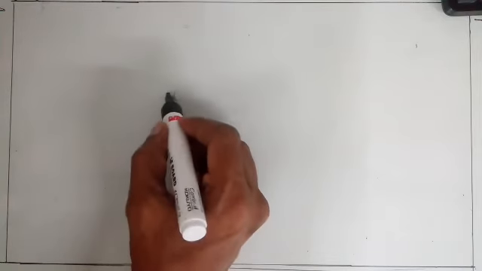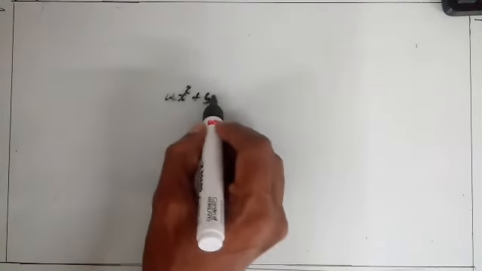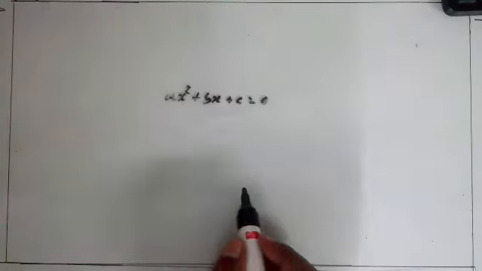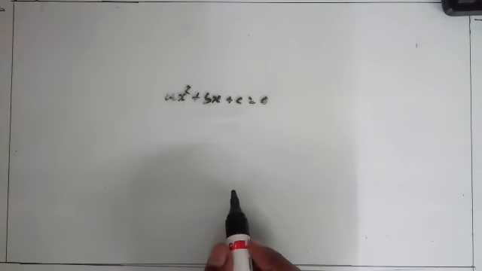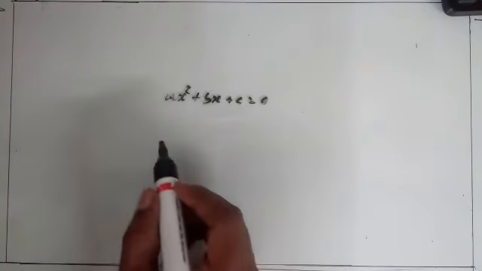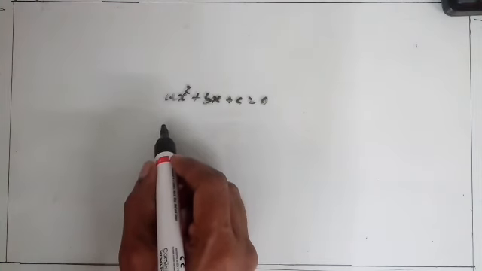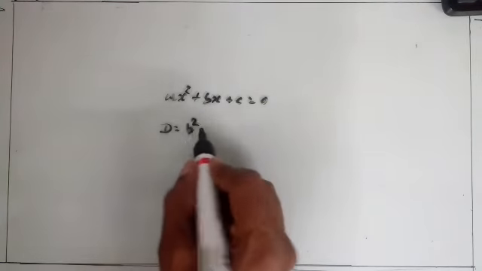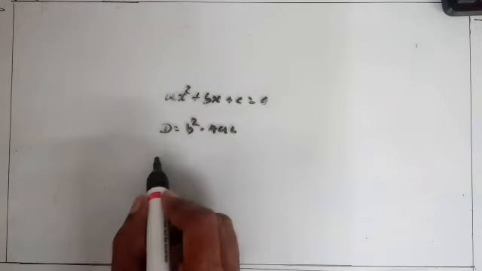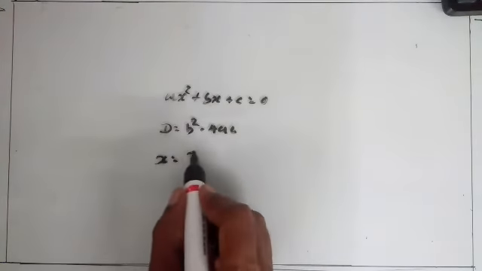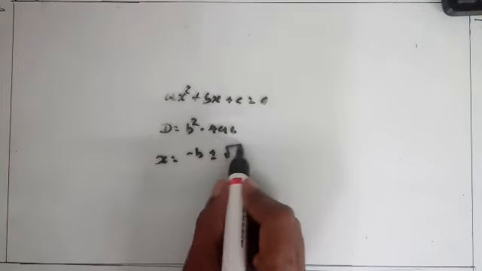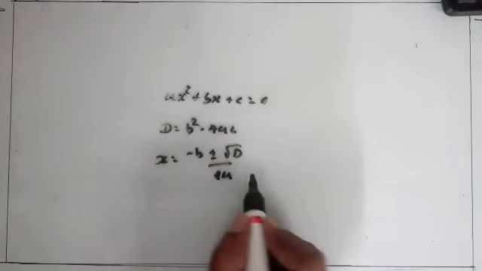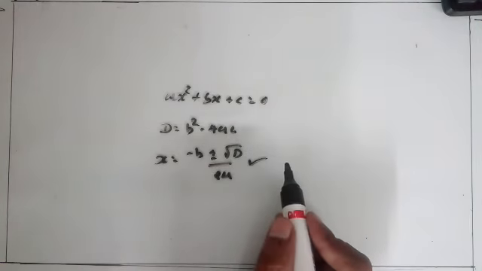You know that if we have the quadratic equation ax² + bx + c = 0, how do we solve it using the perfect square method? First we find the discriminant D = b² − 4ac. Then x = (−b ± √D) / 2a. Using this formula, we get the solution of the quadratic equation.